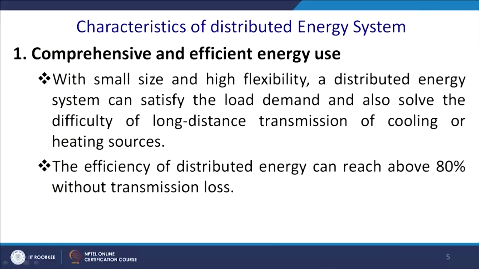Distributed systems can start very fast and go into operation very fast, and their payback time in terms of economy is also quite fast. The efficiency of distributed energy can reach 80% without transmission loss, since there is no transmission. Distribution level efficiency in India, because of many reasons, is below 60%. Improvement to grid security and stability.